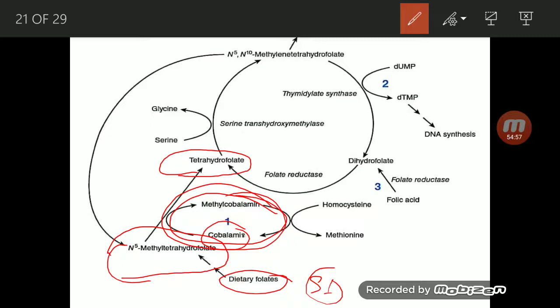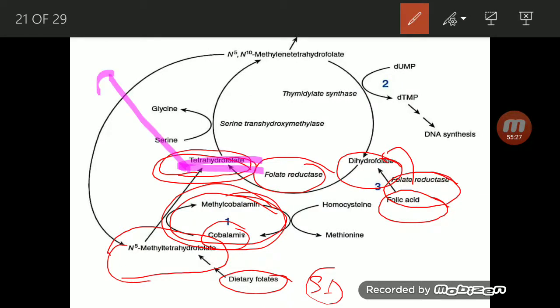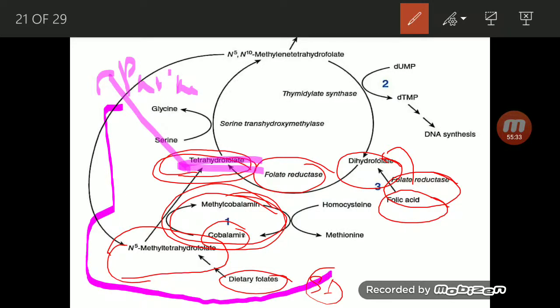The second important thing we have to take into consideration is that folic acid, with the help of dihydrofolate reductase, is converted into dihydrofolate, and dihydrofolate is converted into tetrahydrofolate by folate reductase, both of which form tetrahydrofolate. Tetrahydrofolate is one of the most important components for the formation of purine and thymidylate synthase, which is responsible for formation of your DNA.